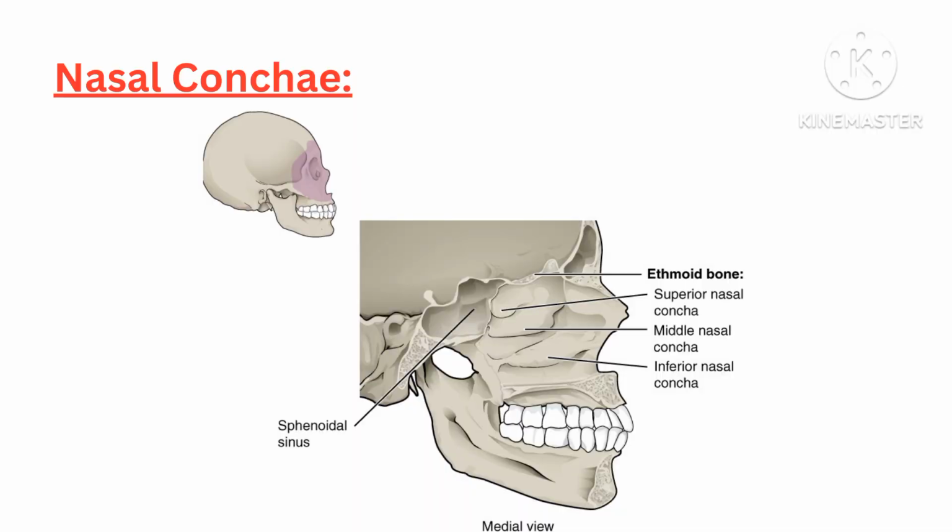Nasal conchae are curved bony plates that form passages of the nasal cavity, nasal meatuses. In total, there are 3 nasal conchae found on each lateral wall of the nasal cavity. Superior nasal concha. Middle nasal concha. Inferior nasal concha. The paired superior nasal conchae and middle nasal conchae are parts of the ethmoid bone. They cover the ethmoidal air cells from the side of the nasal cavity and form the medial surface of the labyrinth. The inferior nasal conchae are separate bones of the skull.